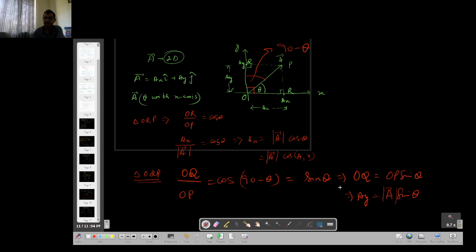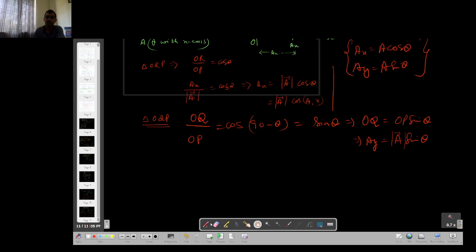But since we know that Ax is equal to A cos theta and Ay is equal to A sine theta, this is known to all of us. But here I am going to write it a little bit differently, in terms of cos rather than sine. So this is the angle between vector A and the y-axis. So that means, let me write Ay is equal to mod of A cosine of the angle between vector A and the y-axis.